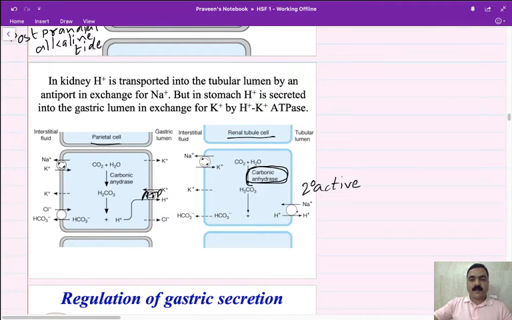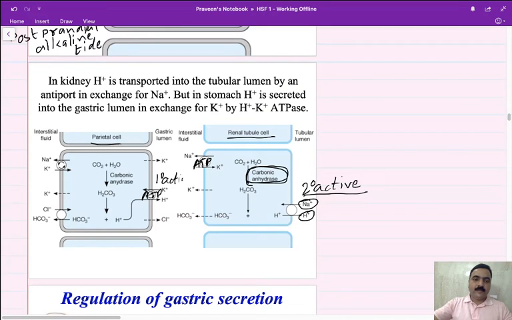So here it is secondary active. There is no ATP used here. This is the sodium hydrogen exchanger. Sodium goes in and the hydrogen goes out. And what is the primary active transport over here? It is the sodium potassium ATPase, which is pumping out the sodium and creating the drive for the sodium to come in, and then sodium exchanges for the hydrogen. So this is a secondary active transport, whereas in the parietal cell, it is the primary active.